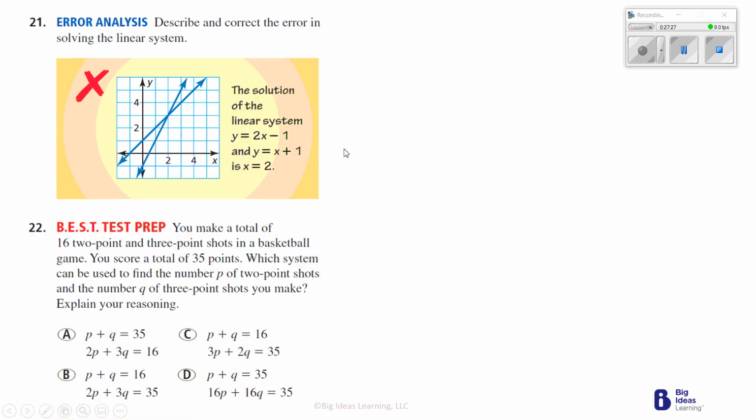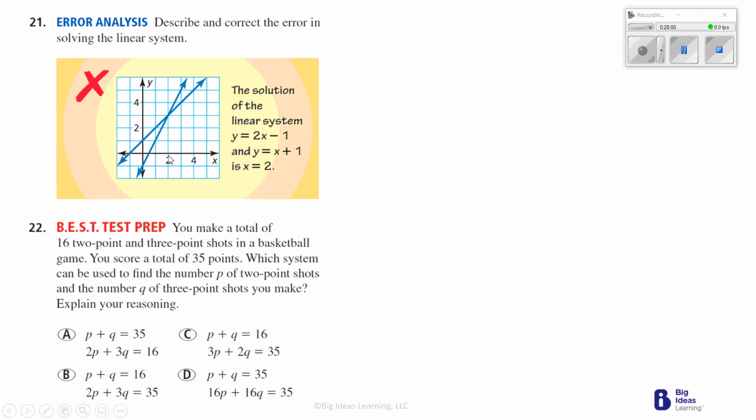I'm going to go to number 17. Oh, and I didn't have to do that. Looks like I'm at number 21. Describe and correct the error, okay? It looks to me like 2 and 3 are answers. It says the solution of the linear system, y equals 2x minus 1. So it's up 2 and over 1 right there, okay? And y equals x plus 1, so that's this one, is x equals 2.